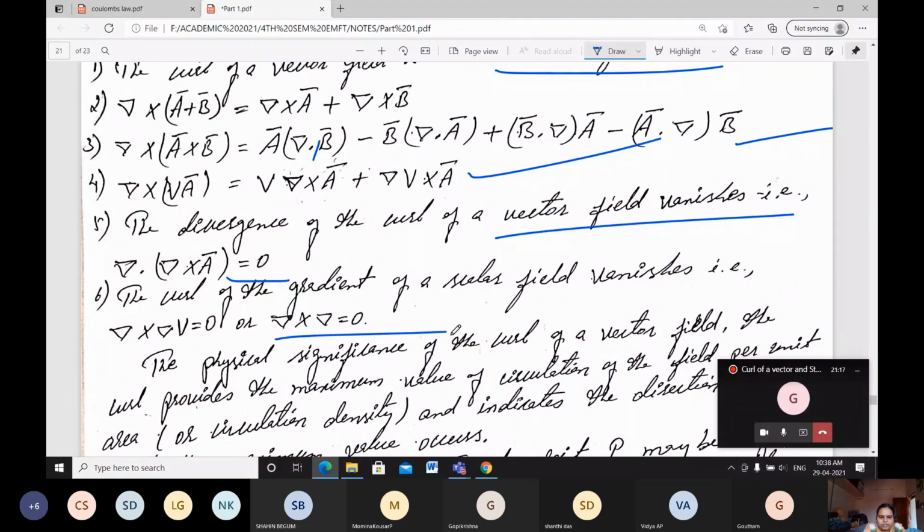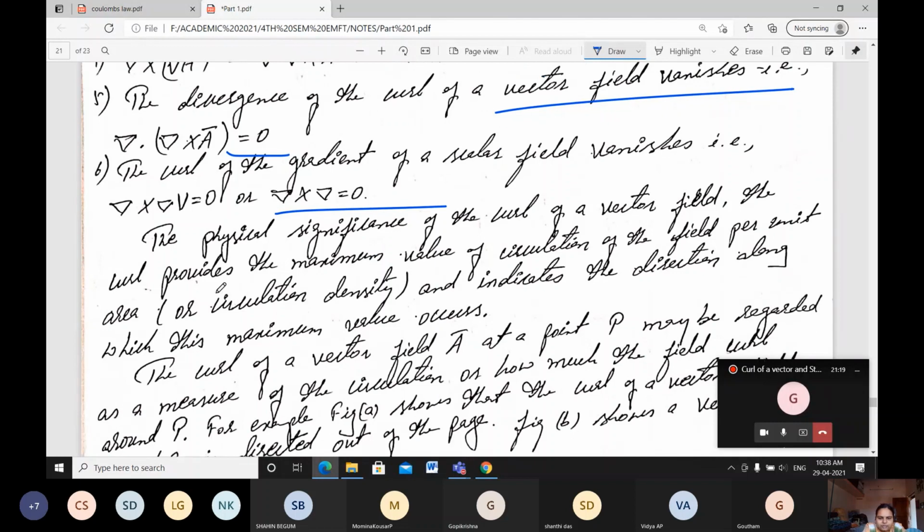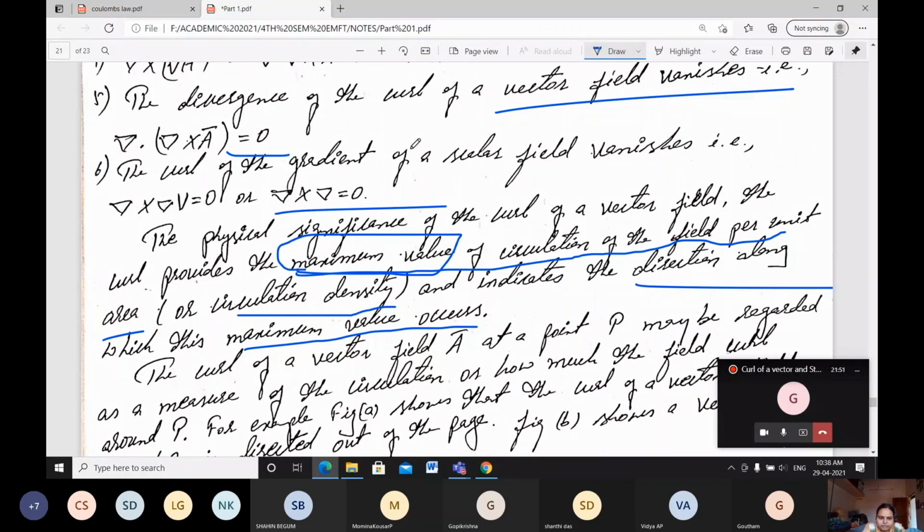Here it is written. Then the physical significance of the curl of a vector field. The curl provides the maximum value of the circulation of the field per unit area, or else a circulation density, and indicates the direction along which the maximum value is going to occur. Whether I have to move in the x direction, y direction, or z direction, in which direction if I move I will get the maximum amplitude, that information is given by our curl of a vector.